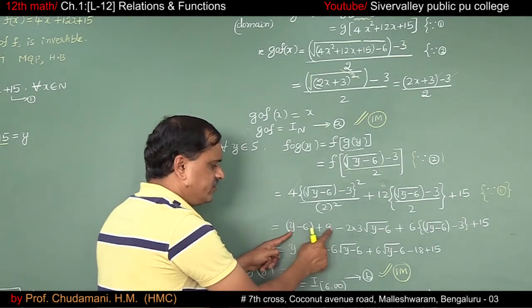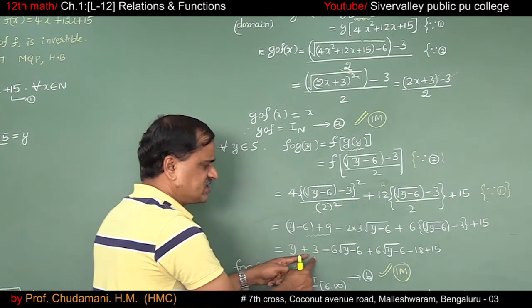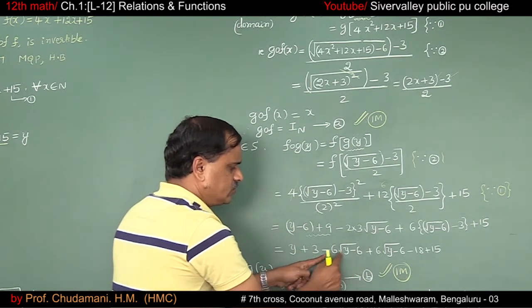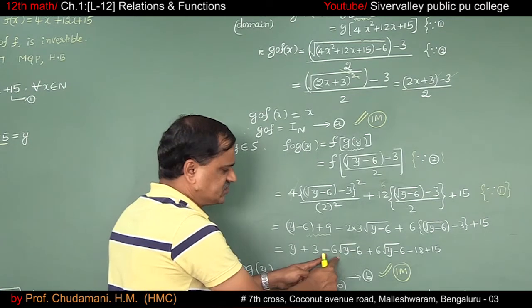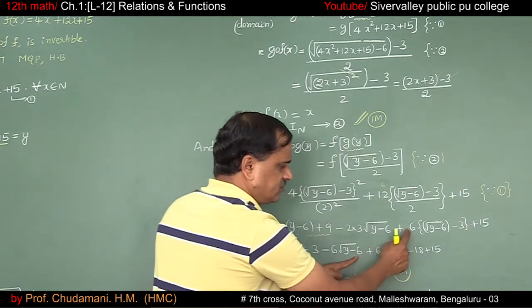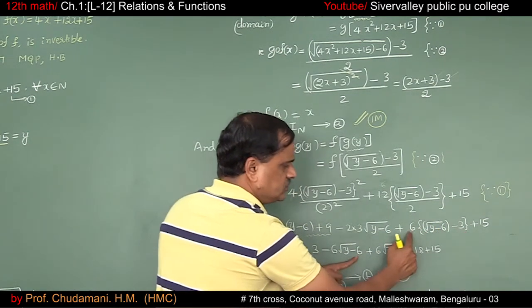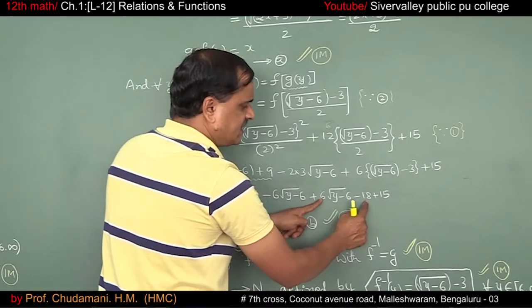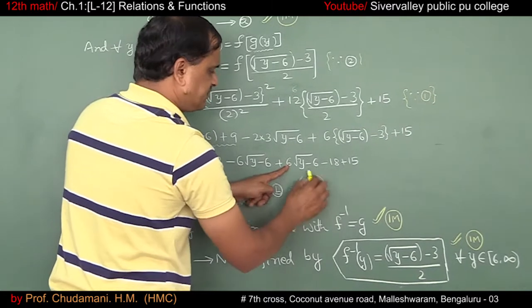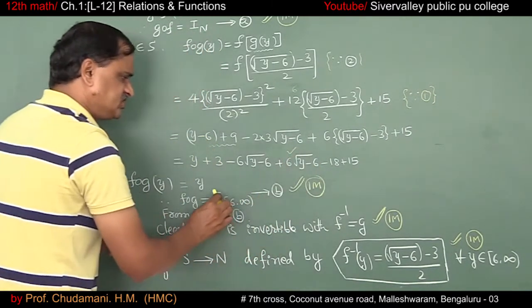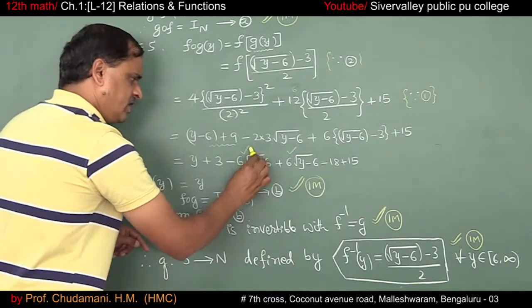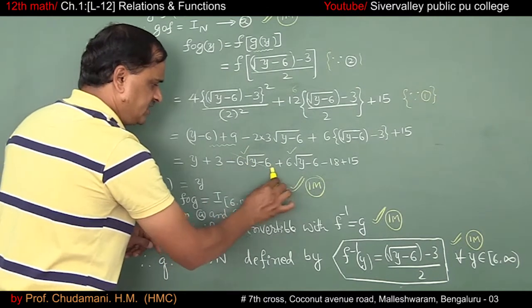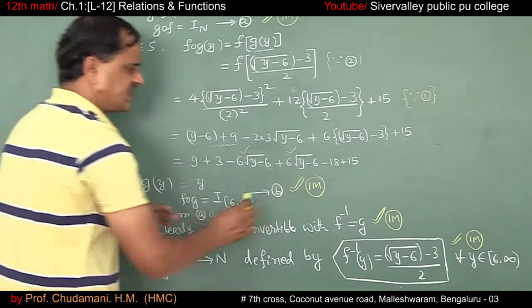Now y is 9, minus 6 means 3, this is 2 into 3, minus 6 into root of y minus 6. Multiply with minus for these two, 6 times root y minus 6. 6 into 3, 18, minus 18 plus 15. See this, plus 6 root y minus 6 and minus 6 root y minus 6 get cancelled.